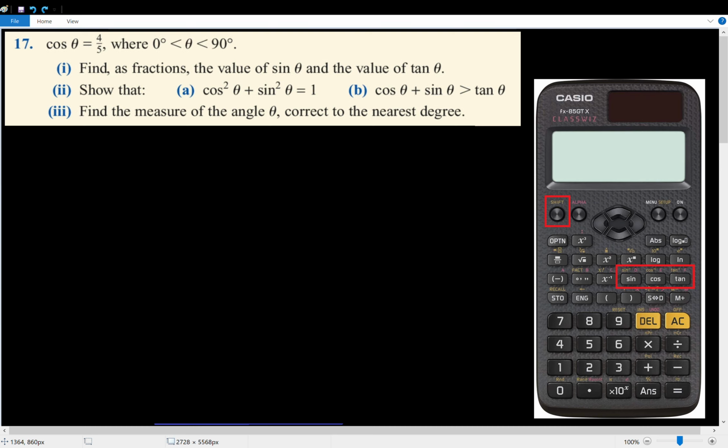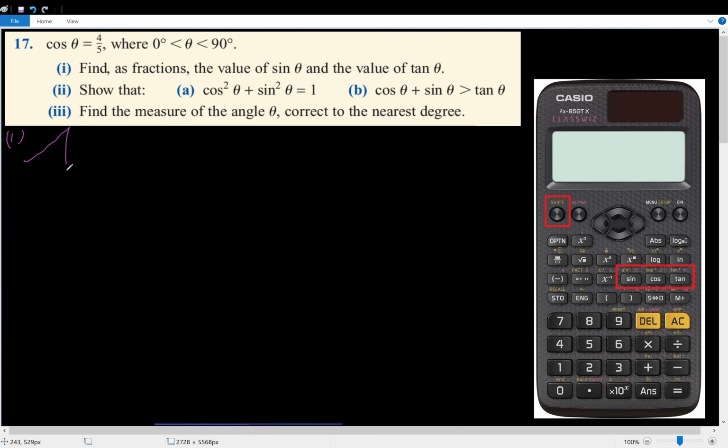This is question 17 in exercise 4.1 in Project Maths 3A. The cos of theta is 4/5 and theta is between 0 degrees and 90 degrees. So for part 1 of this question, we've to find as fractions the value of sine theta and the value of tan theta. The easiest way to go about doing that will be to put a little right angle triangle together to find the missing side so that we can find those ratios out.